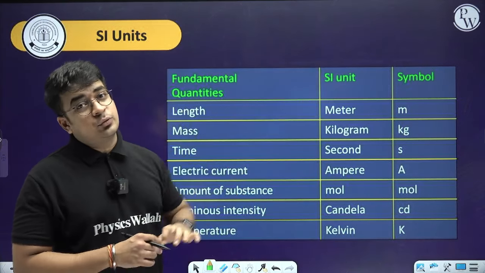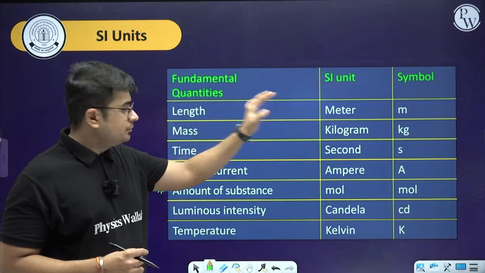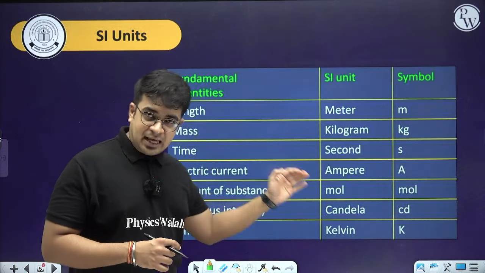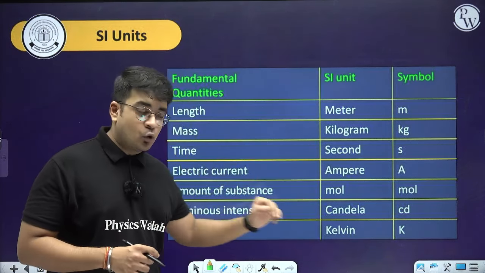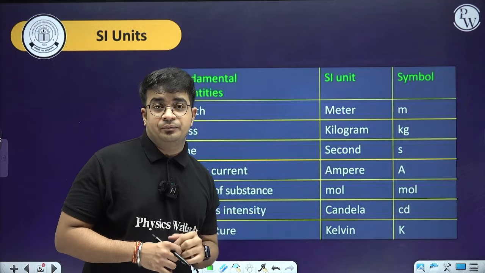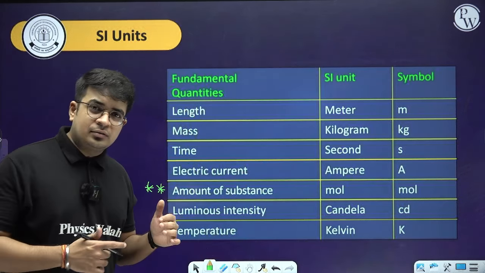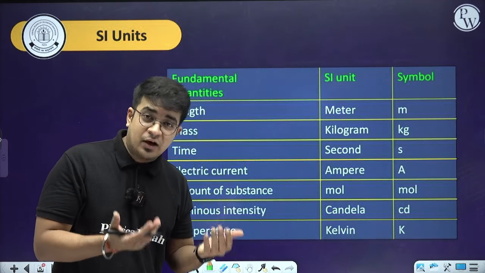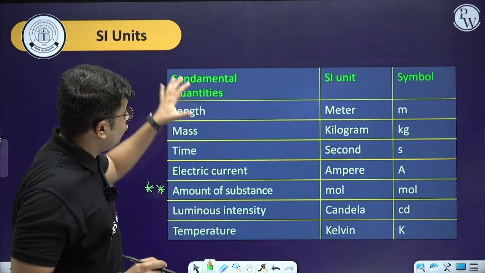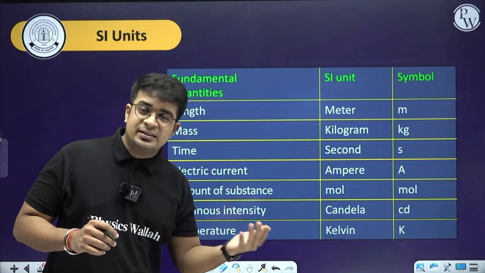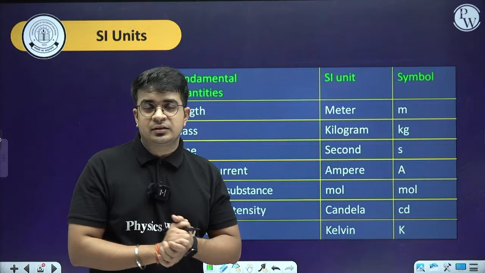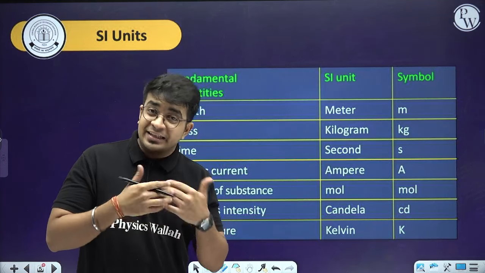Now the SI units: for length it's meter, for mass it's kilogram, for time it's second, for electric current it's ampere, for amount of substance it's mole, for luminous intensity it's candela, and for temperature it's Kelvin. I hope this particular part is clear. Now there might be a chance that we have other types of quantities also. Those quantities are derived from the fundamental quantities. So we say those are derived quantities, and derived quantities also have certain units which are known as derived units.